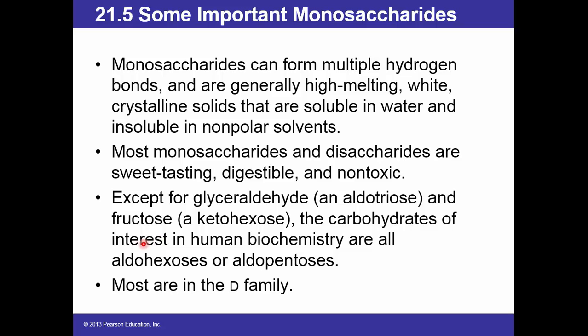The carbohydrates of interest in human biochemistry are all aldohexoses or aldopentoses, and most are in the D family. So naturally occurring carbohydrates have D configuration, not L. So know this.